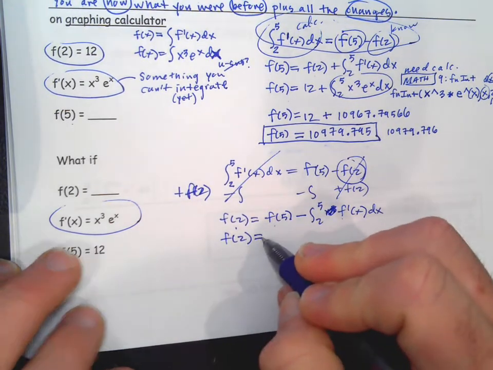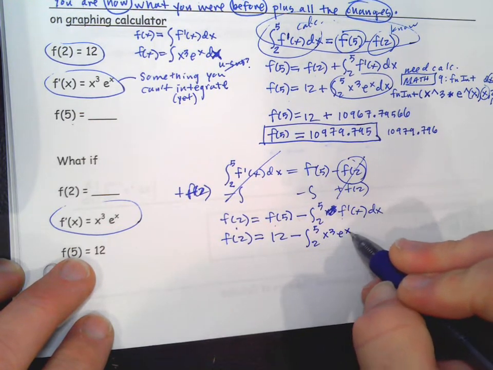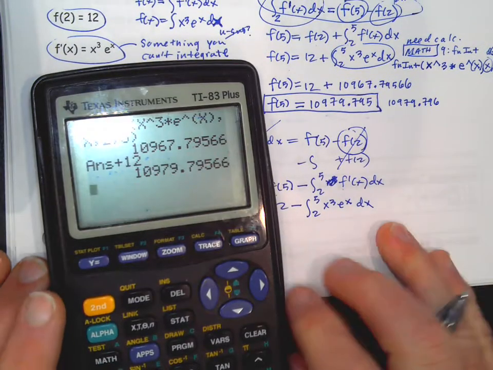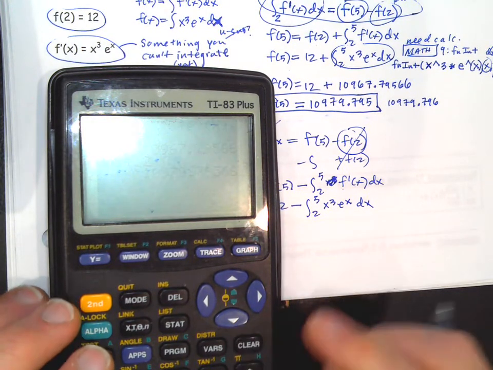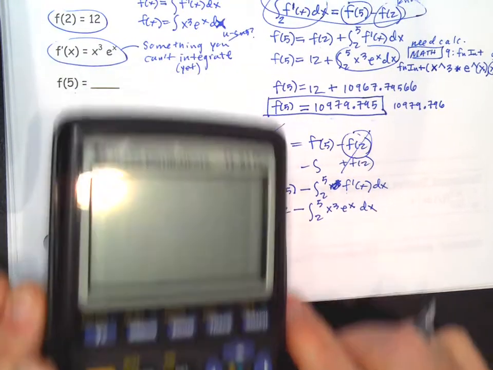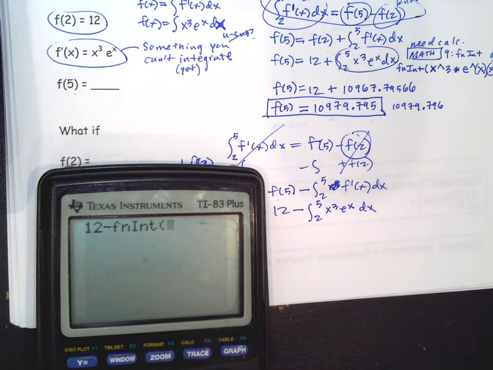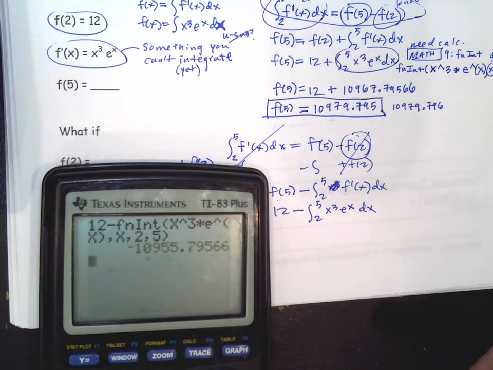So f(5) is 12, and then we're going to integrate x cubed e to the x dx, and even if we could do it by hand, it would just take a lot longer. Now, this happens to actually be the same value we got before, but here, let me show you how we can do this all in one line. We can say 12 minus the integral of x to the third times e to the x. So we could just do this all in one line.